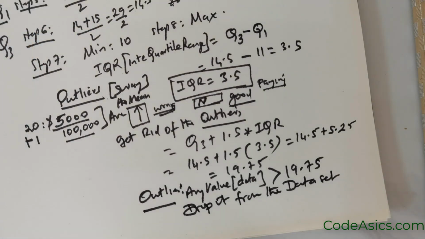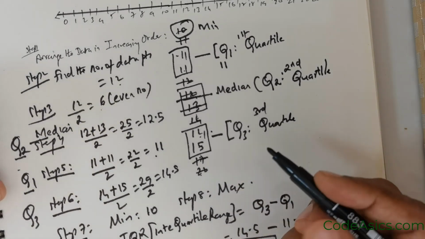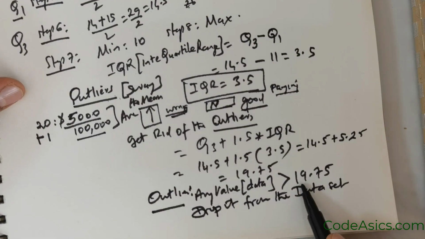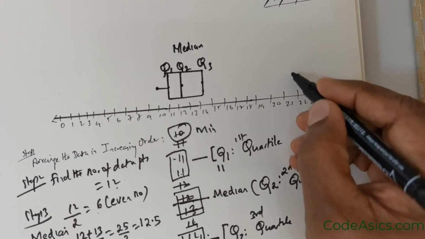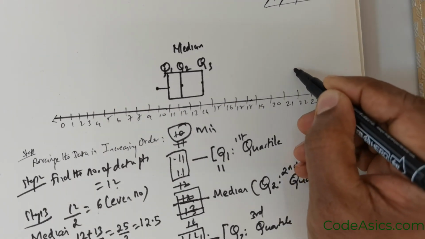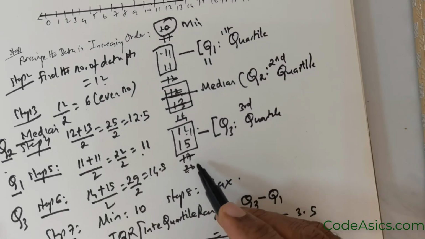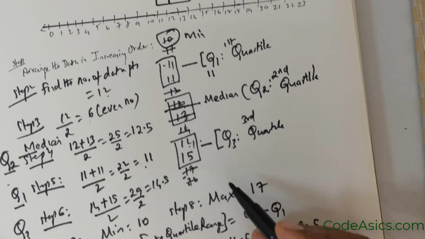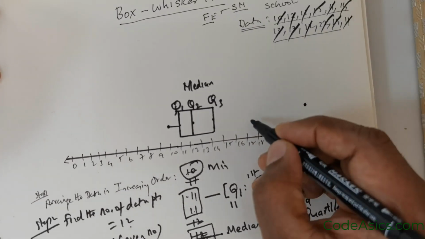So in this case, you go back to the data and you clearly see that 22 is greater than the outlier cutoff of 19.75. So what you need to do is just go here and place a dot over here. Place a dot. So now what is the maximum here? That's the reason I said reserve the maximum for last. So the maximum is going to be 17, right? This is the data point. So go up over here and plot 17.